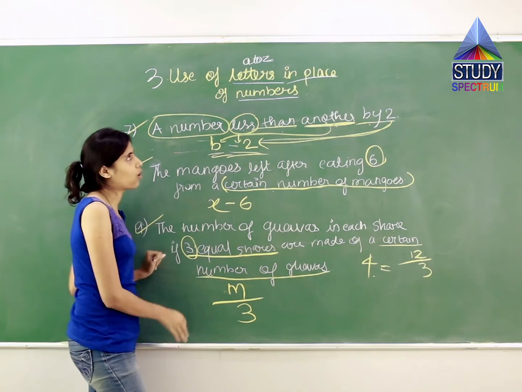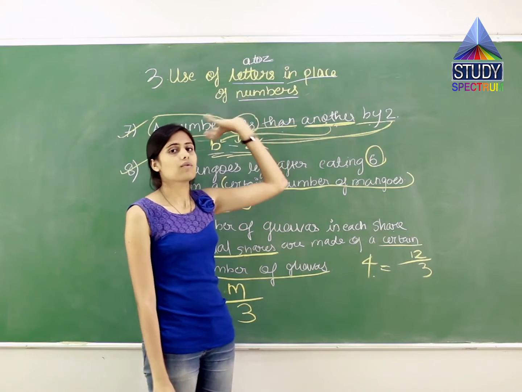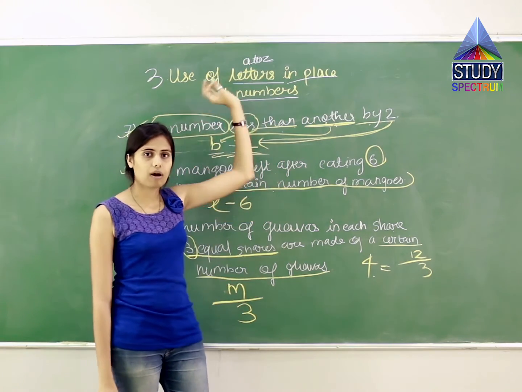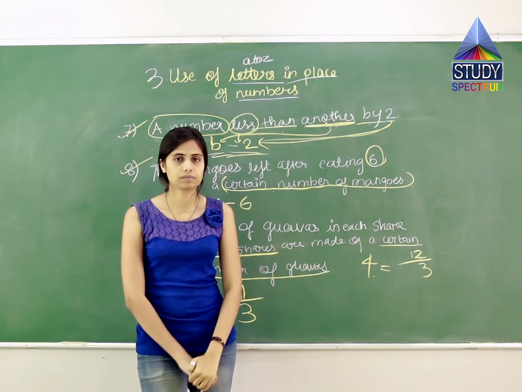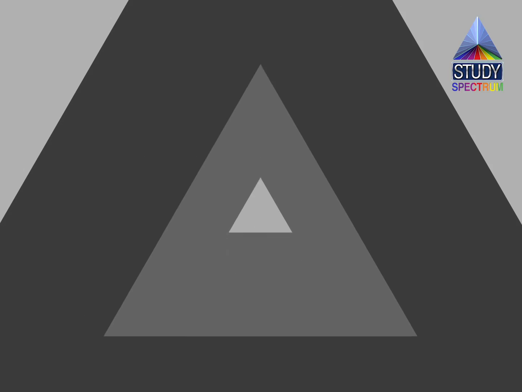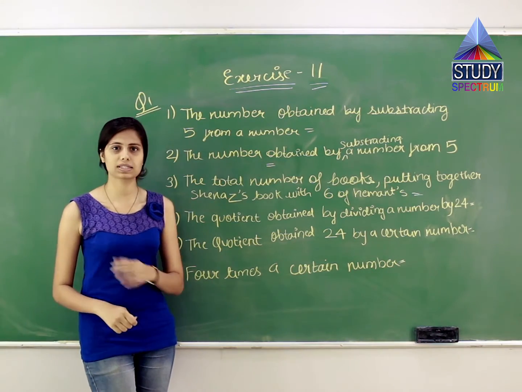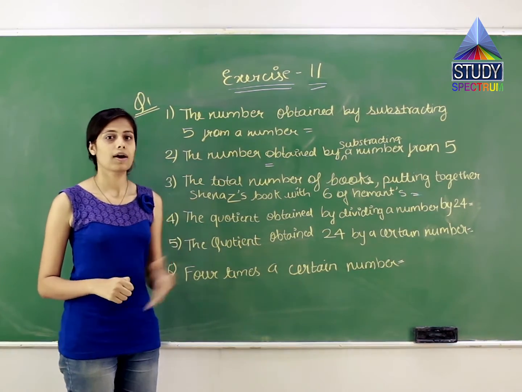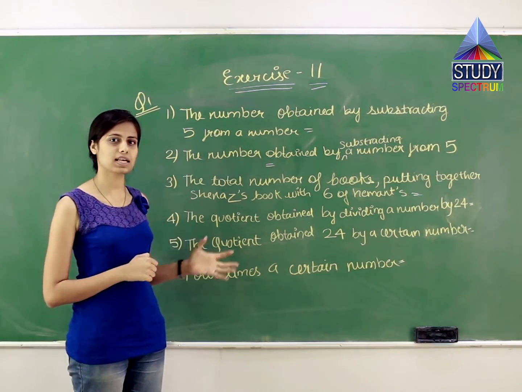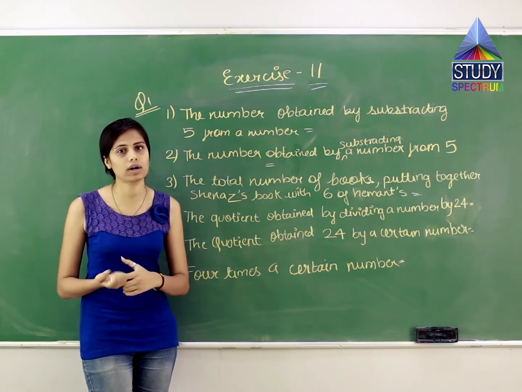So this is how we replace numbers when a number is unknown by a letter, that is alphabets from A to Z. So clear with all the solutions? Already solved with the examples given in your book. Now we will move on to the exercise, which is exercise number 11. In this exercise we will do the same which we have done in the solved example.